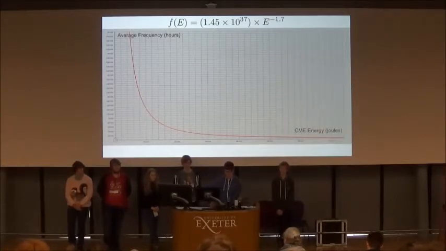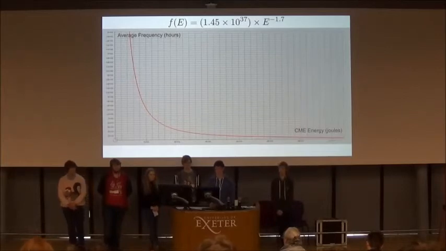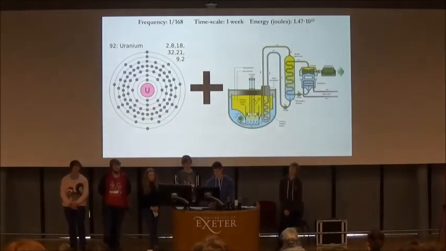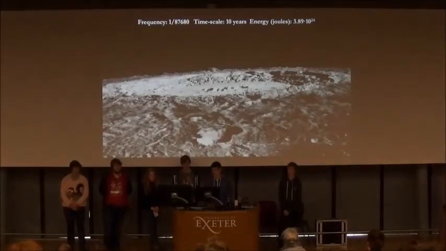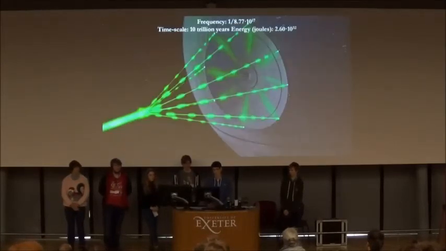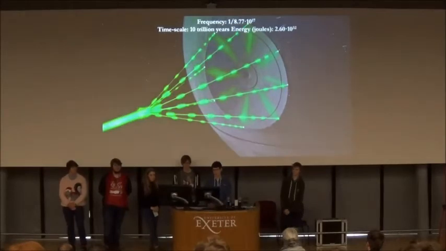This graph can also be used to calculate the energy of events given a known average frequency, such as an event that occurs on average every week has an equivalent energy to taking all the uranium on Earth and using it in nuclear reactors. An event that occurs every 10 years has enough energy to create a 15-kilometre deep, 1,200-kilometre wide crater on the Moon. An event that occurs on average every 10 trillion years has enough energy to power the Death Star super laser to destroy Alderaan in approximately 3 seconds.